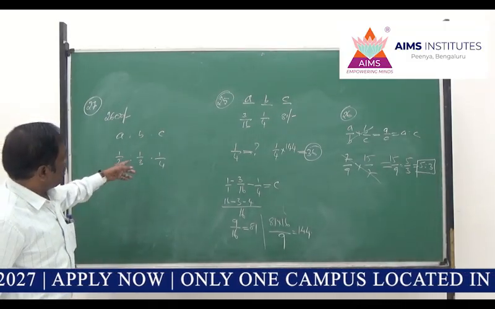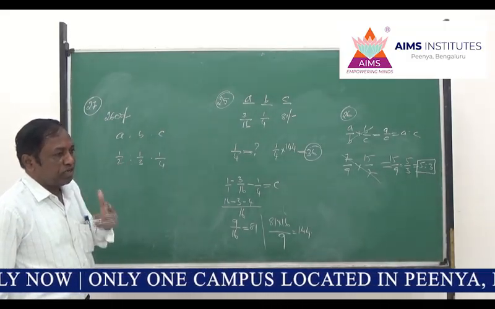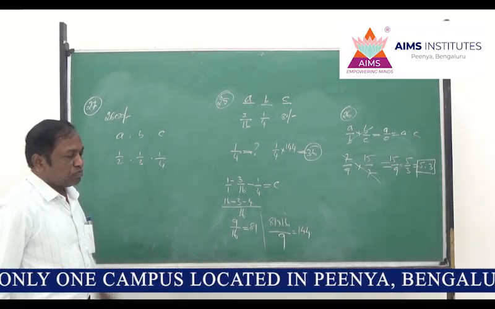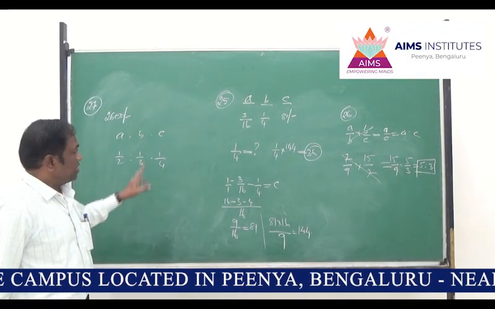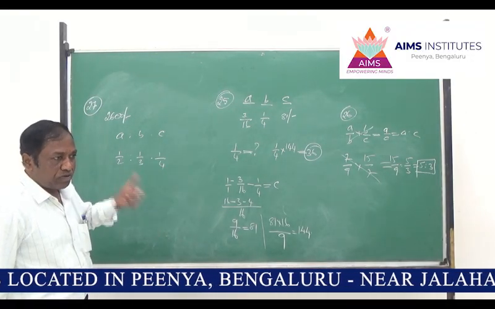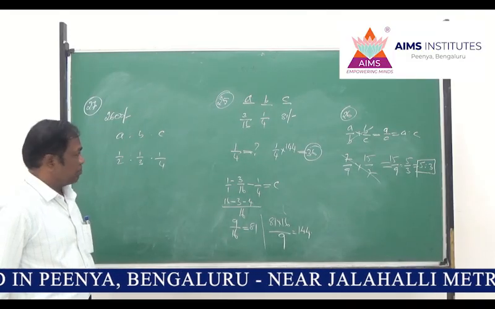Now, if we see, ratios always must be natural numbers. If there is a fraction or decimals, you cannot arrive at the proper solutions.